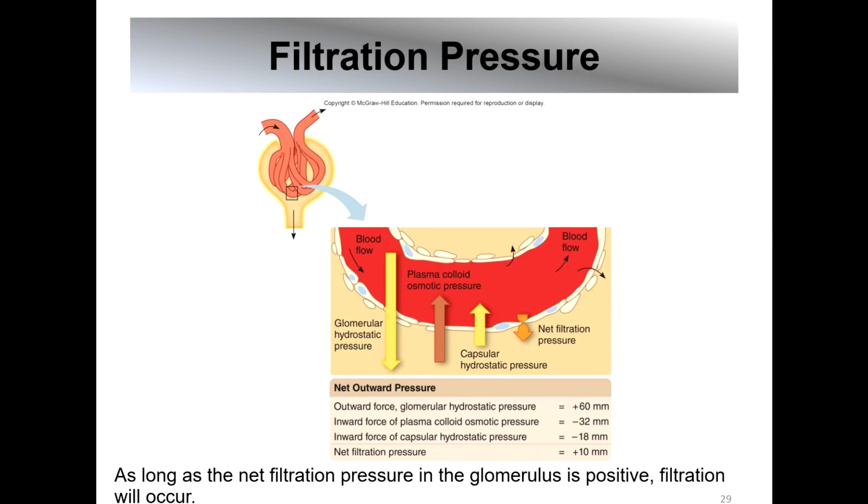Now, what happens if we change these numbers? Let's say you have a high protein concentration. That's going to increase the colloid osmotic pressure. And so we could increase that to a number like 40 millimeters mercury, which would change the net filtration pressure to 2 millimeters mercury, right? In that case, you'd see a decrease in filtration, which would be bad. We need filtration to occur. We need to filter the blood.